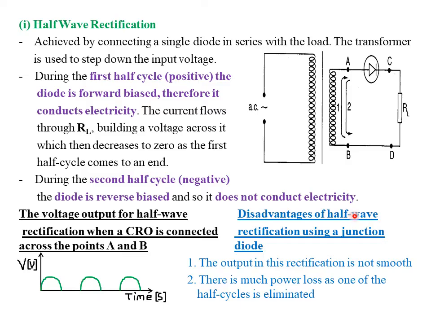Now, the disadvantages of half-wave rectification using a junction diode are: 1, the output is not smooth, because a phase is lost during the second half cycle. The second disadvantage is that there is much power loss, as one of the half cycles is eliminated, whereas only the first half cycle is retained, because during the first half cycle the diode is forward biased, whereas during the second half cycle the diode is reverse biased. So this diode helps us achieve what we call direct current. Remember, initially it was alternating current, but the output voltage will actually be direct current.